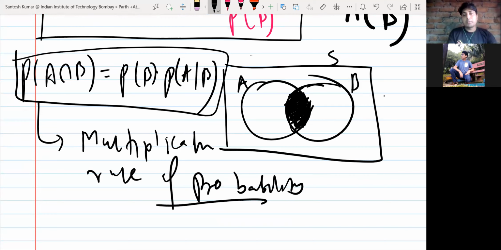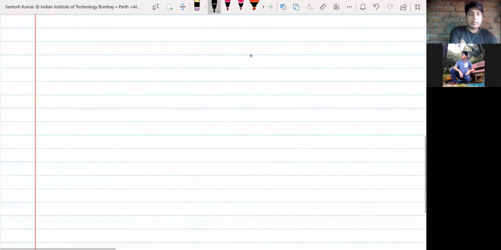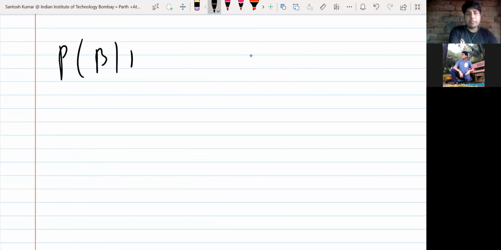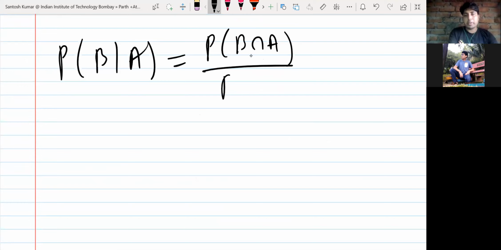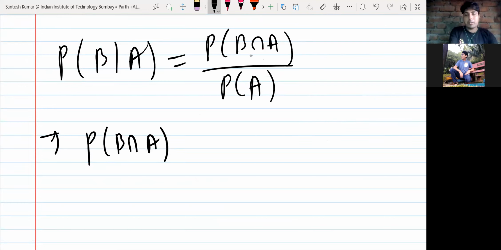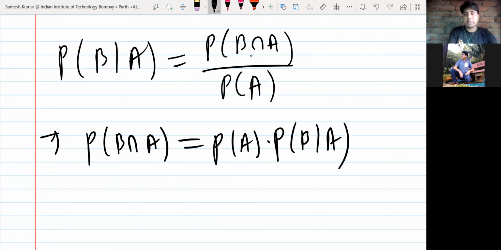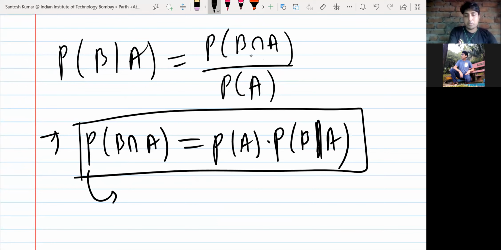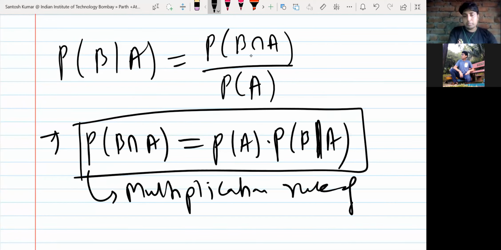Now I will write another way. Probability of B given A, if you write, it will be probability of B intersection A upon probability of A. You all know this. So you do cross multiplication. So B intersection A, you will get as probability of A into probability of B given A. Fine, and this again comes under multiplication rule of probability.